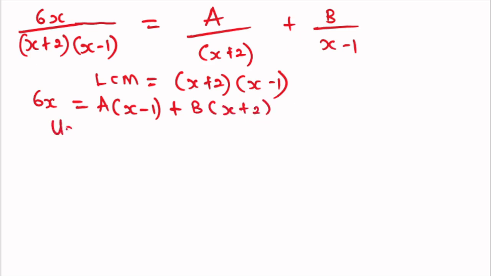Remember from our last video, we used the substitution method. So we're going to use the same here. For those of you that might not have seen the last video, you have to go back to it to get the foundation of partial fraction. Now using the substitution method, we have to replace x with a value that, after inputting it, will either eliminate A or B. So I would like to eliminate B first.